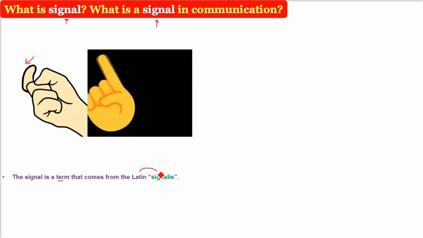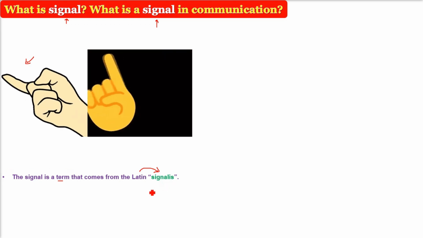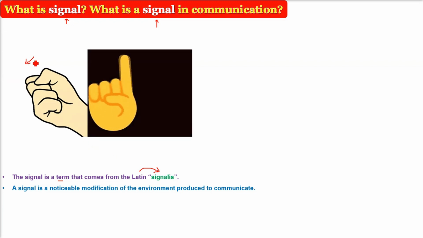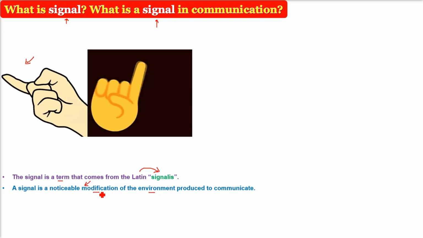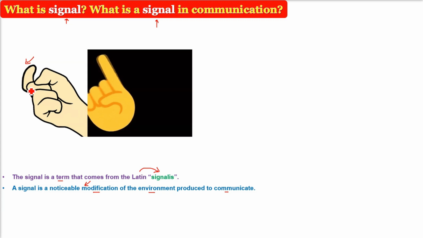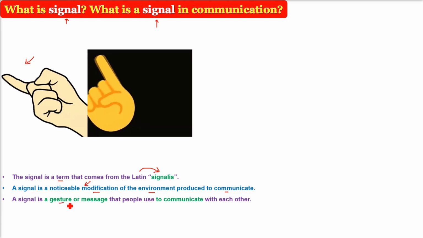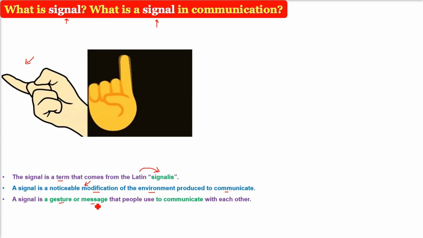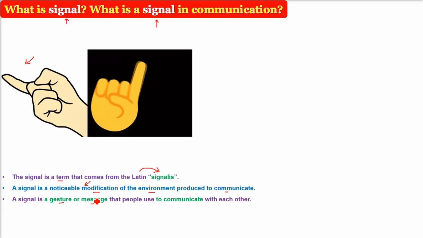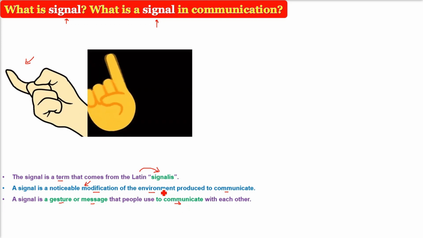A signal is a term which has evolved from the Latin word signalis. A signal is a noticeable modification of the environment produced for conversation, to communicate. You see these two fingers and hands, these are just the noticeable modification. Even if some person doesn't speak, with these hand gestures you will understand what they are trying to communicate. So you can say a signal is a gesture or a message that people use to converse or to communicate with each other. That is, the other person can understand what signal you are giving.